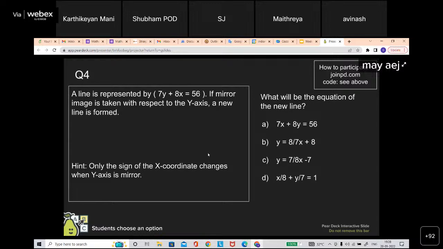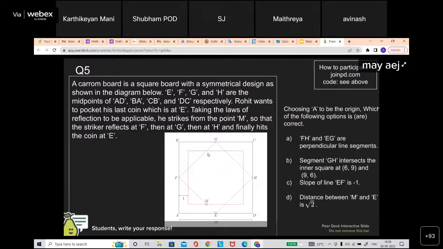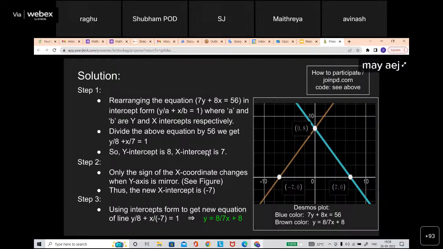Okay, fine. With respect to the y-axis, I got it. Okay, thanks. So let's move to the next question, but before which I want to discuss one last question. If the mirror is on the x-axis, will the same trick work? Meaning, if I negate the y-axis symbol to negative, will the same trick work? Negative, okay. Correct, yes.